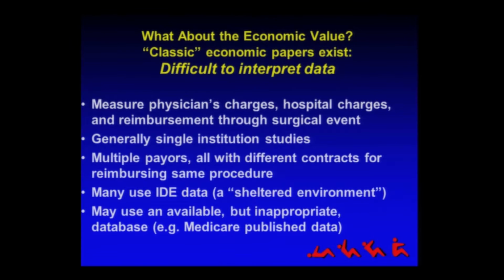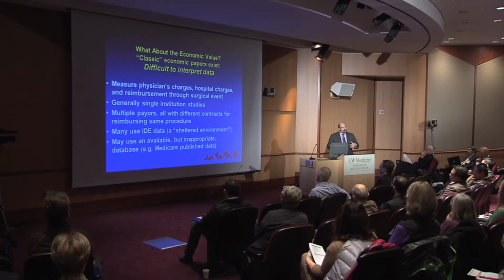And there are about a dozen economic papers in the literature. The problem is they're hard to interpret. There's a kind of a mishmash of data. Most of them measure charges in the perioperative period. So they'll measure charges in a single institution following the patient through surgery. They involve multiple payers, so that, in the same hospital, Blue Cross, Aetna, Cigna may all have very different contracted rates for the exact same service. So it's very hard when you pool all this data together to make sense of it.